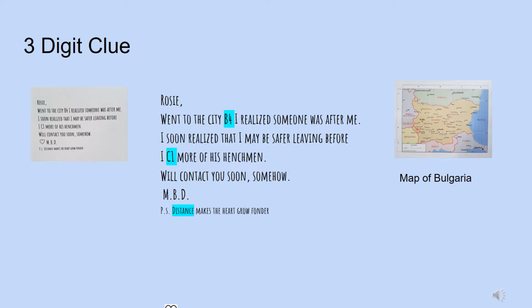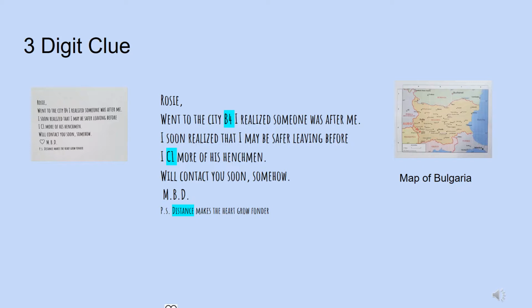I soon realized that I may be safer leaving before I see one more of his henchmen. Will contact you soon, somehow. MBD. P.S. Distance makes the heart grow fonder." In this clue, students should notice 3 clues, which I've highlighted for you on the screen. The first one, B4 and C1, which will lead you to a map grid.